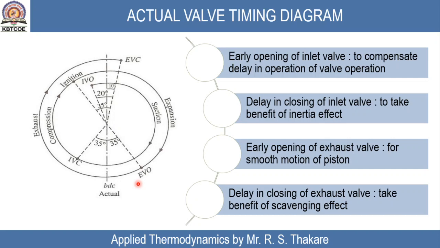Ideally exhaust valve opens at bottom dead center when piston reaches bottom dead center, but in actual condition, to provide smooth reverse motion, we release certain pressure by early opening of exhaust valve. Now you can see there will be delay in exhaust valve closing. Now why is there delay in exhaust valve closing? To take benefit of scavenging. Now you can see in ideal diagram there will be closing of exhaust valve and then there will be opening of inlet valve. But in this diagram you can see during this period there is early opening of inlet valve and there is delay in closing of exhaust valve.